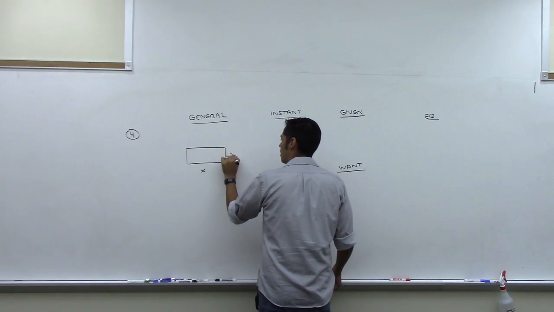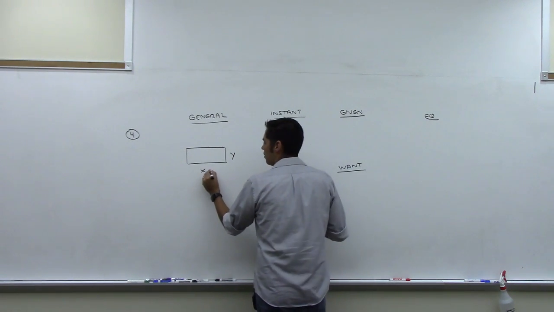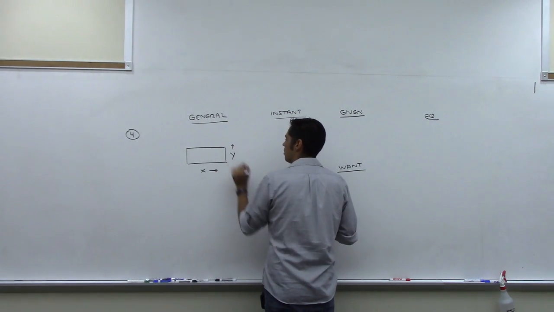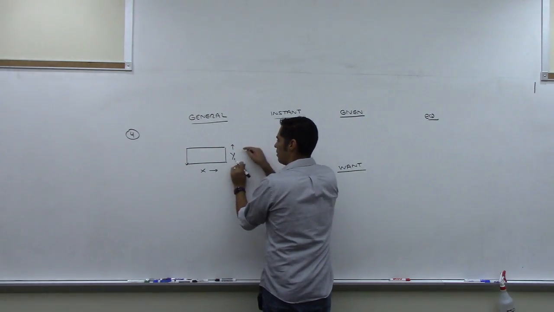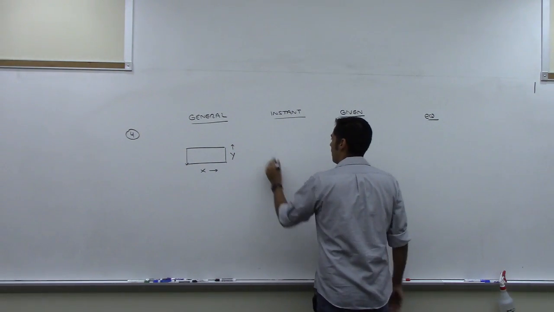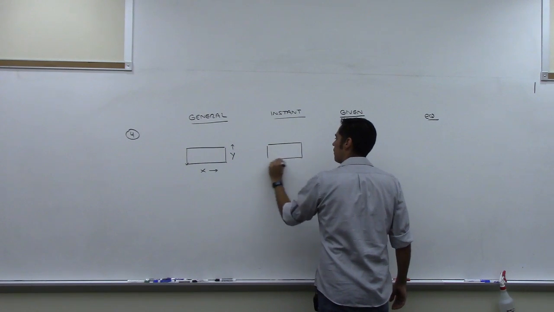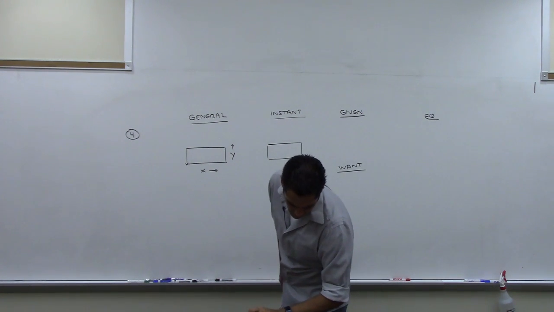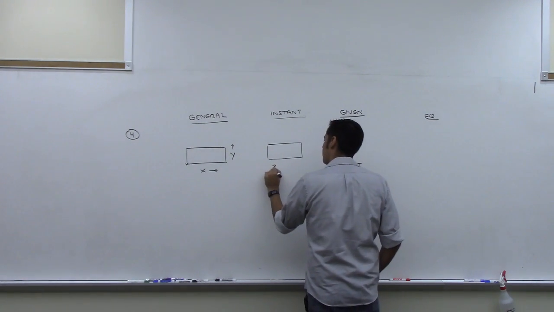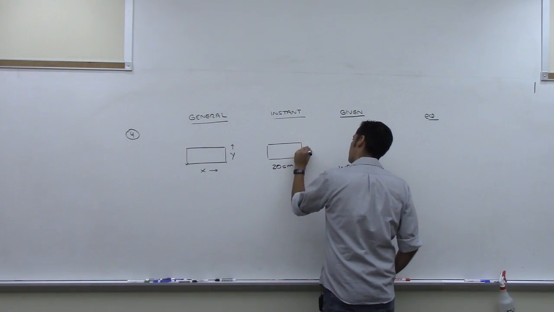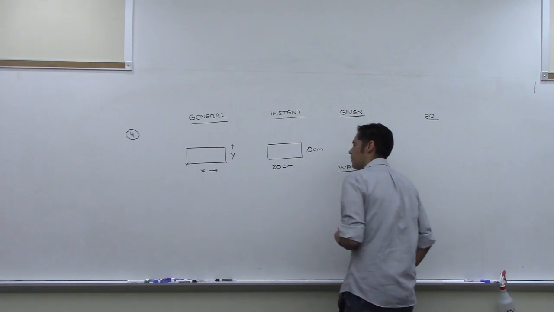This side is X, this side is Y, they're both growing. So this is growing in that direction, this is growing in that direction, we'll say that point's fixed. So this side gets longer as this side gets longer. Now at the instant in time that we're talking about, the length is 20 centimeters and the width is 10 centimeters.